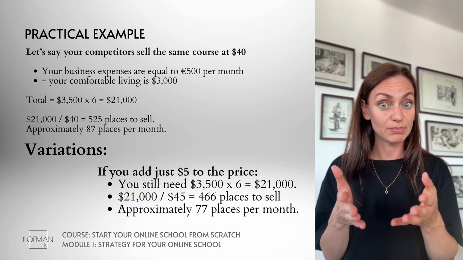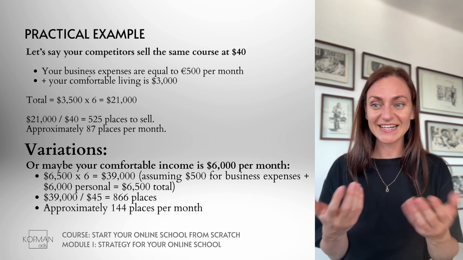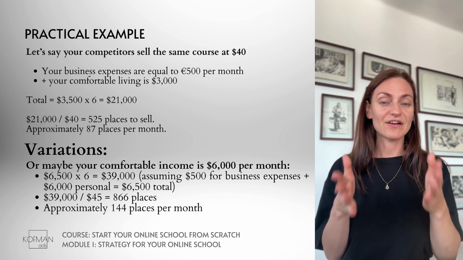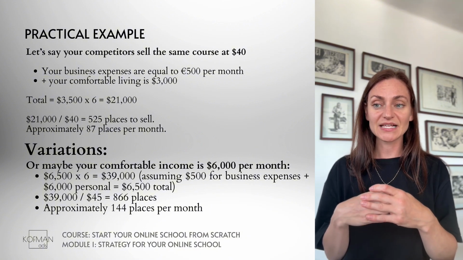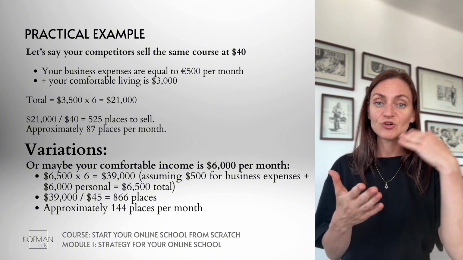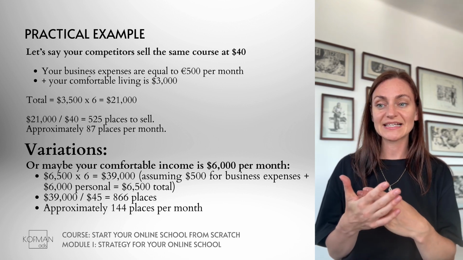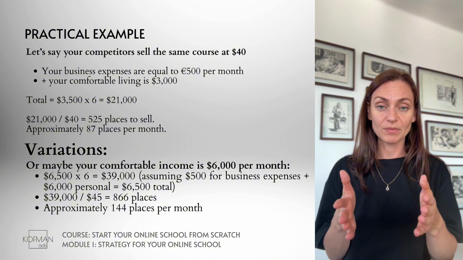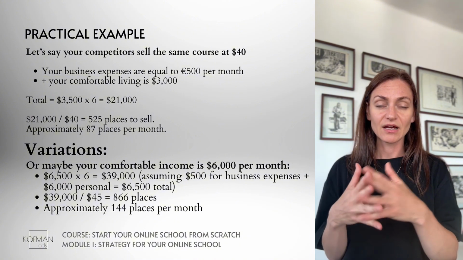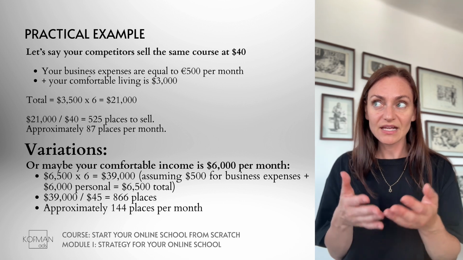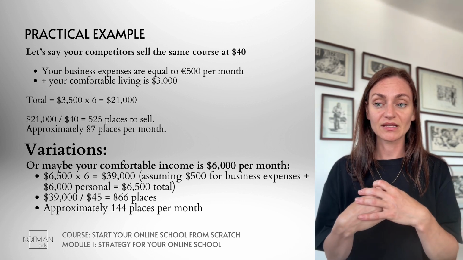It sounds like a doable plan. It may happen that your expensive minimum cost of living is like 6K, right? So like that, plus 500 of business spendings, it makes 39K for 6 months, and that straight away raises the amount of places that you need to sell to 866 and approximately 144 per month, which is already making it around 4 sales per day. So also sounds doable, right? It doesn't sound like something overwhelming. 4 sales per day or $45, I think it's something that everybody can do.